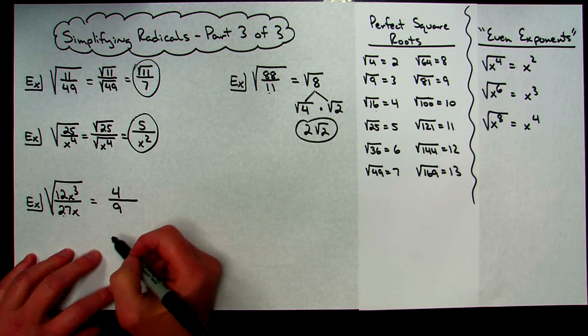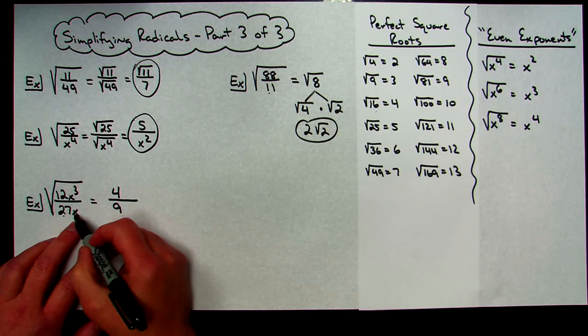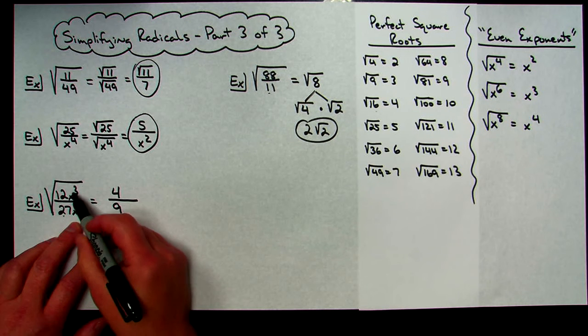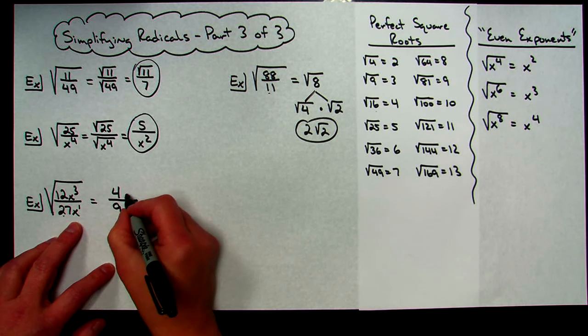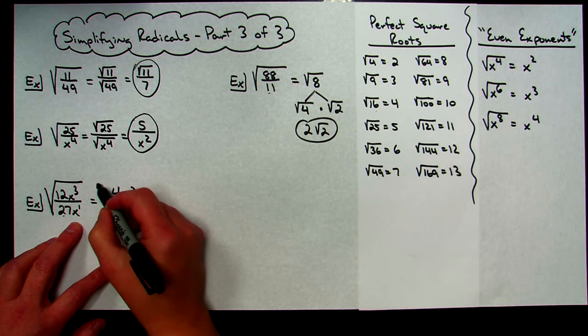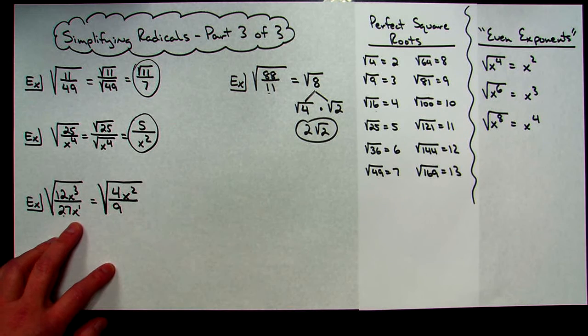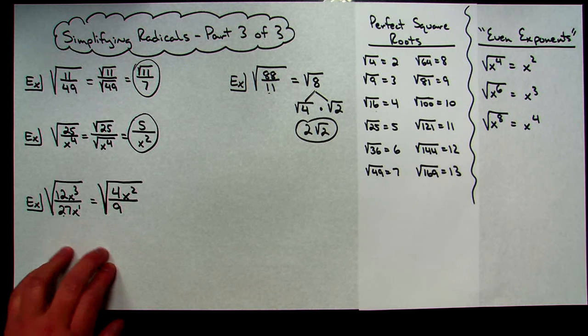Now I'm going to deal with those variables: x to the third divided by x to the first. The rule says when dividing like bases, we subtract the exponents. There's a little imaginary 1 right there. That would give me an x to the second in the top. The radical is still there because all I did was manipulate what's underneath that radical. So I've reduced to lowest terms.